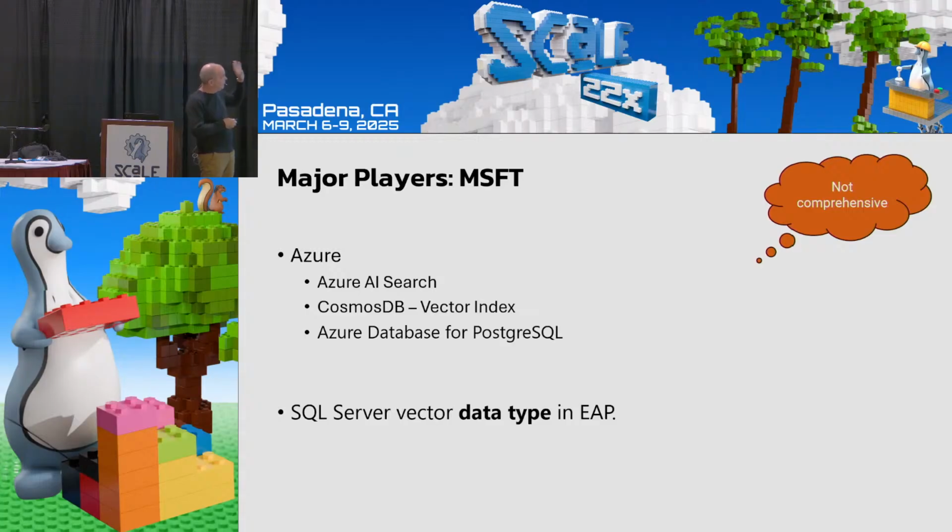So major players, Microsoft. Azure has Azure AI Search. So it's a packaged product you can address or service. Cosmos DB has a vector index in it. So if you're a user of Cosmos, you can throw an index on data in Cosmos and thereby gain operational efficiency for not having to maintain multiple places. And the Azure database for Postgres also supports vector search because Postgres supports vector search and it supports the extension pgvector. Simple enough, right? SQL Server, however, on its own does not have a vector index.